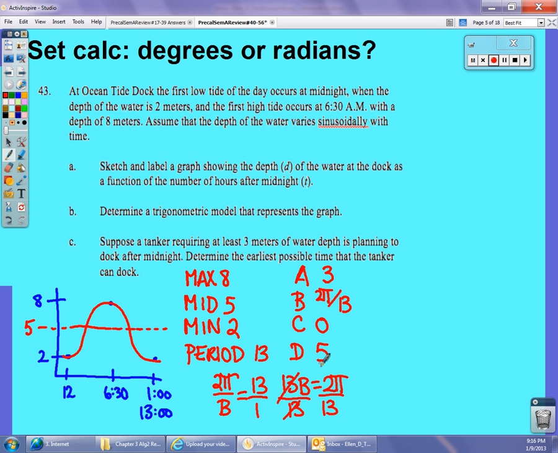Now, let's write the equation. It says in part A, sketch and label the graph. In part B, determine the trigonometric model. In this case, we have a cosine function, but it's negative. So we're going to write y equals negative 3 cosine 2 pi over 13. Now I've been writing theta, but of course this is really in terms of t. So 2 pi 13 theta plus 5.